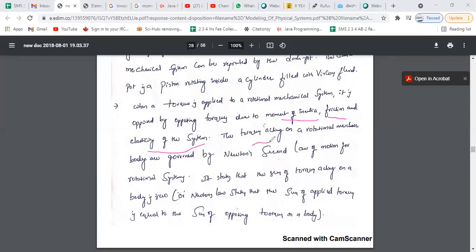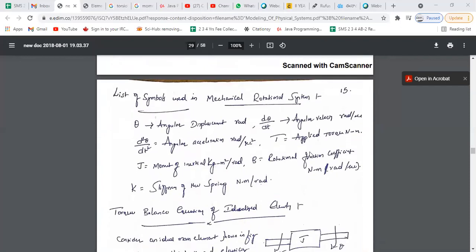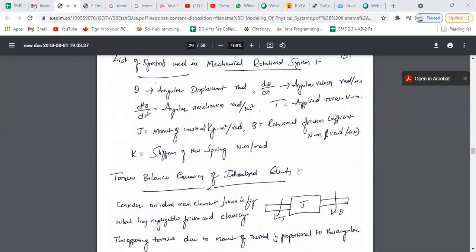So similar to the translation system, these torques are related by Newton's second law of motion, which states that the sum of applying torques is equal to the sum of opposing torques. Similar to the translation system, where the sum of applying forces equals the sum of opposing forces. In the rotational system, the output is angular displacement, but in the translation system, the output is linear displacement, which is x.